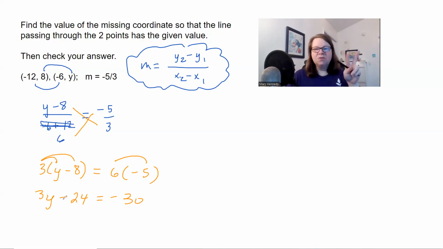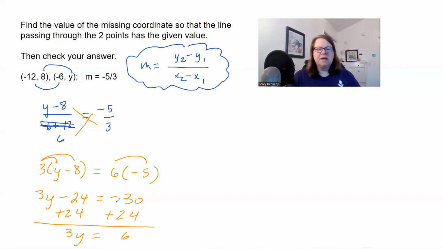So now I'm down to a 2-step equation. And so I know I have to add or subtract first and then multiply or divide. So add or subtract. I'm going to add 24 to both sides. I get 3y equals 30 minus 24 is 6, and the 30 is negative, so it's -6. All right, so I've got 3y equals -6. So I'm going to divide both sides by 3. And that gives me 1y equals -2. So the value of y here is -2.